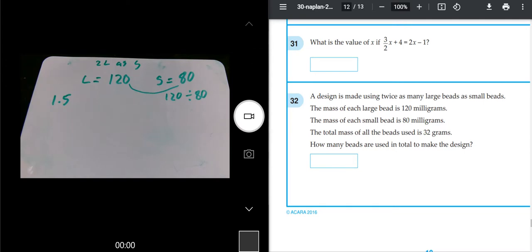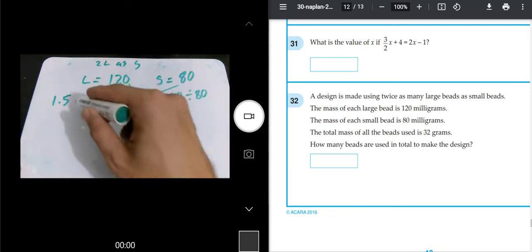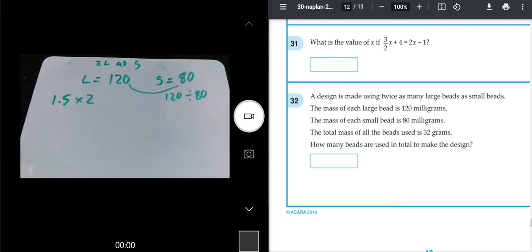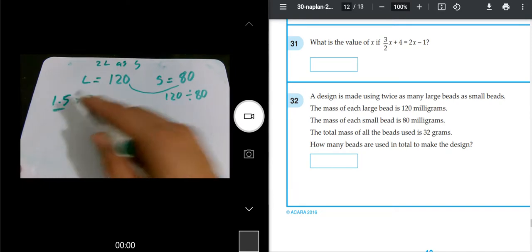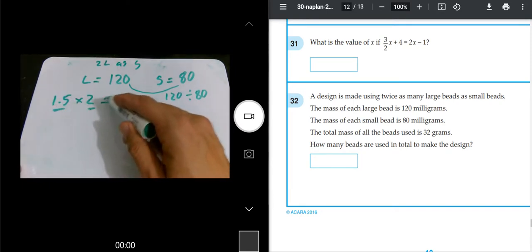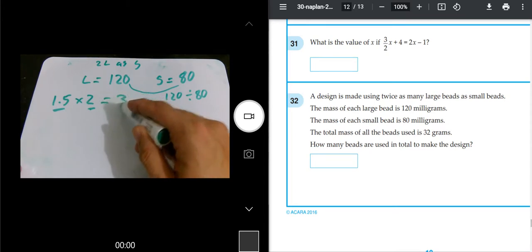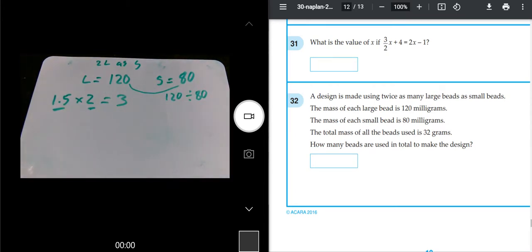But we got told we're going to have twice as many large as small, which means that for all of our large beads compared to all of our small beads, there's twice as many, and each one weighs 1.5 times as much. We have to multiply those two numbers together, and that will give us the number 3. And that means that there's 3 times as much. The mass of the large beads is 3 times as much as the mass of the small beads.